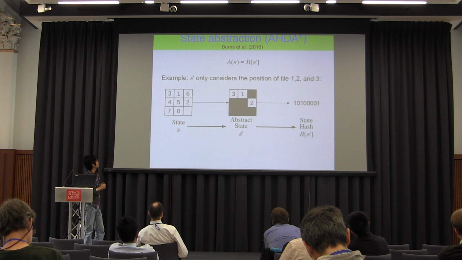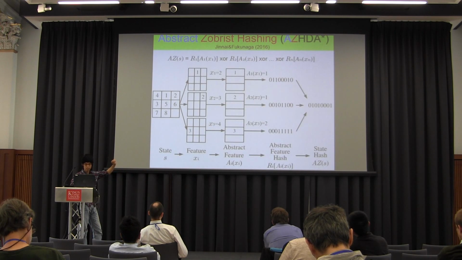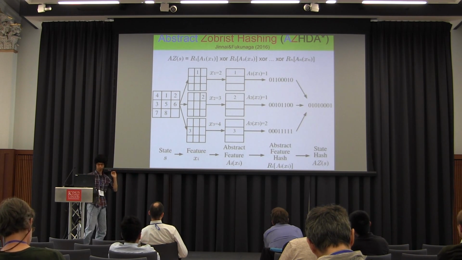And comparing to state abstraction, state abstraction is defined over the whole state. But in abstract Zobrist hashing, we define abstraction for each feature, not the whole state. So that's the difference.